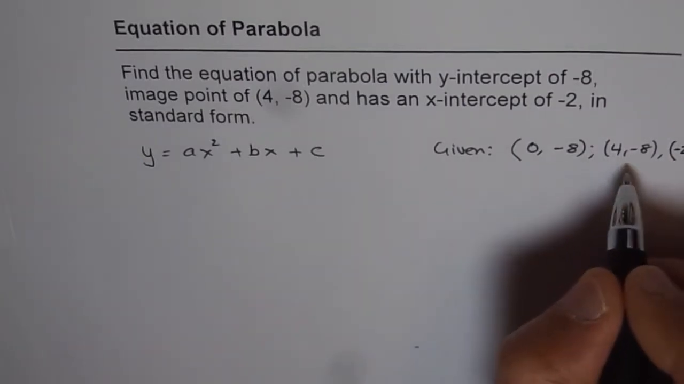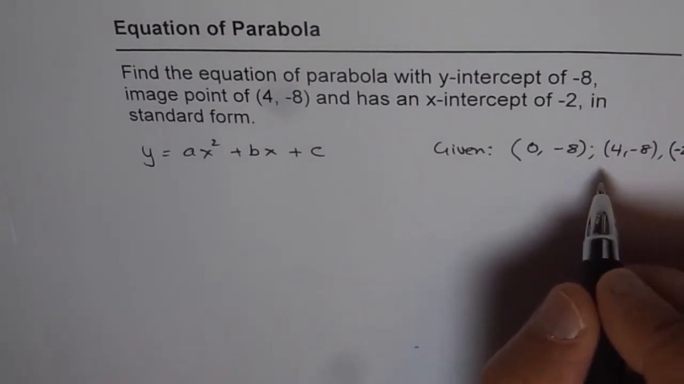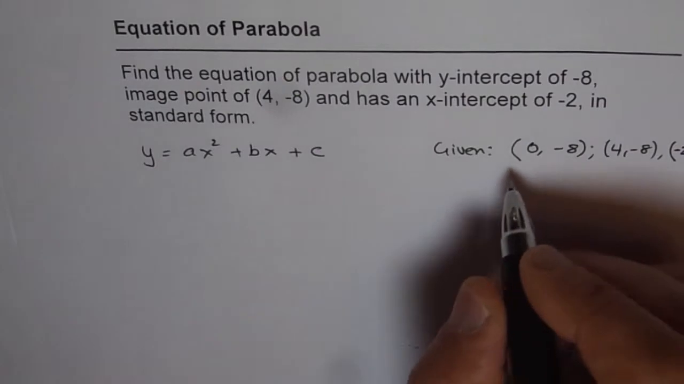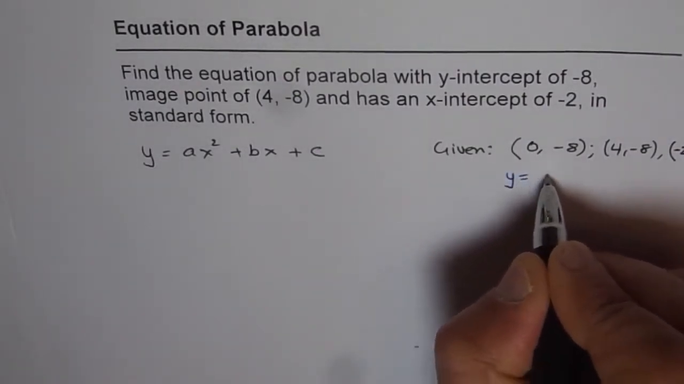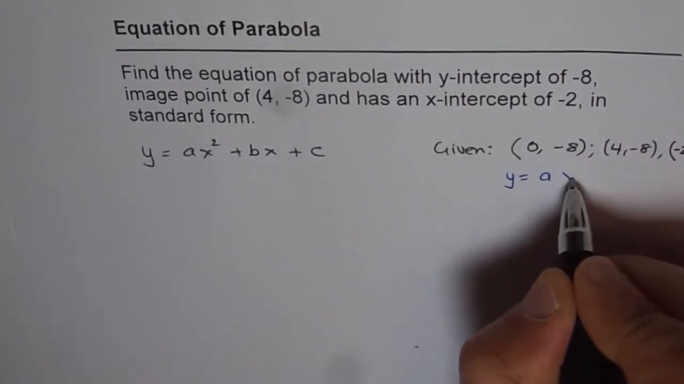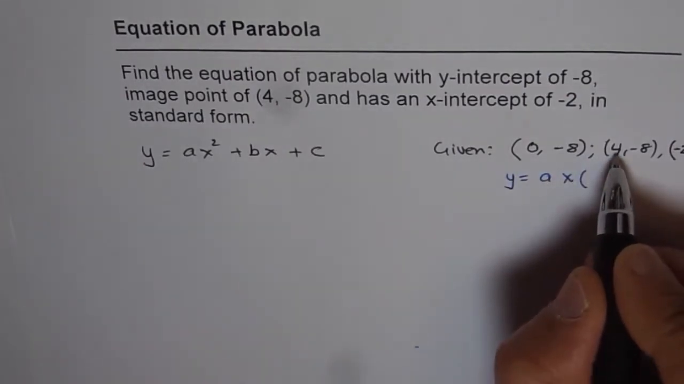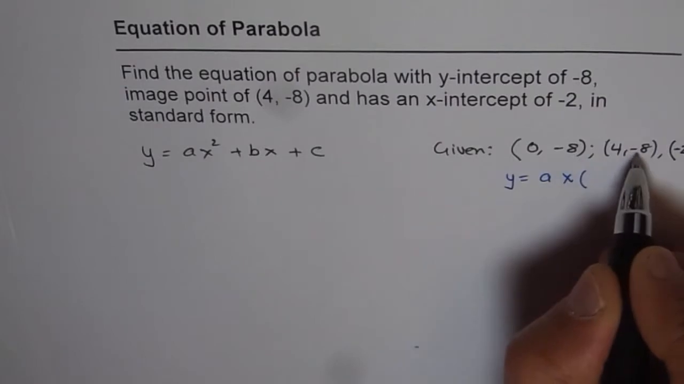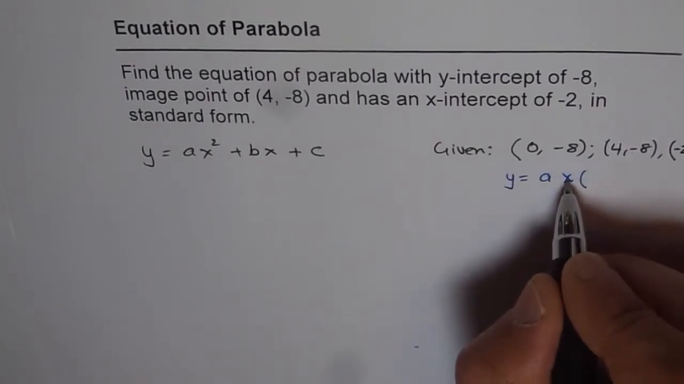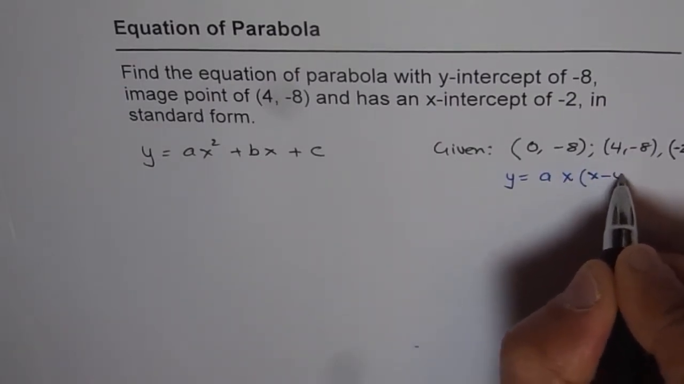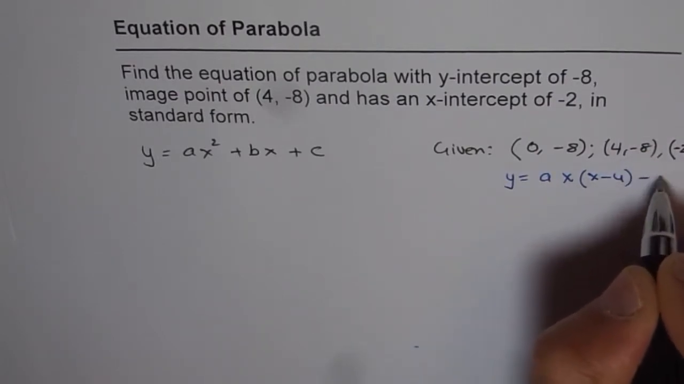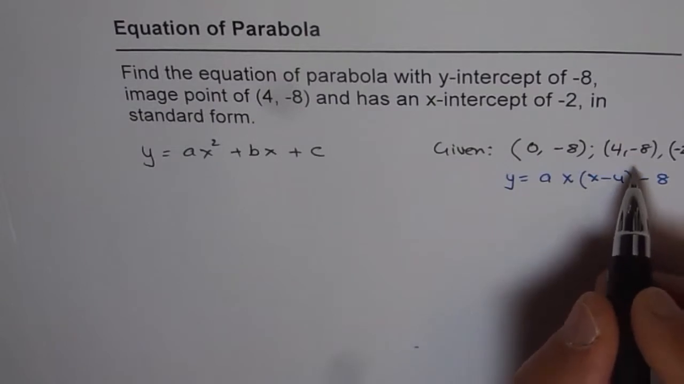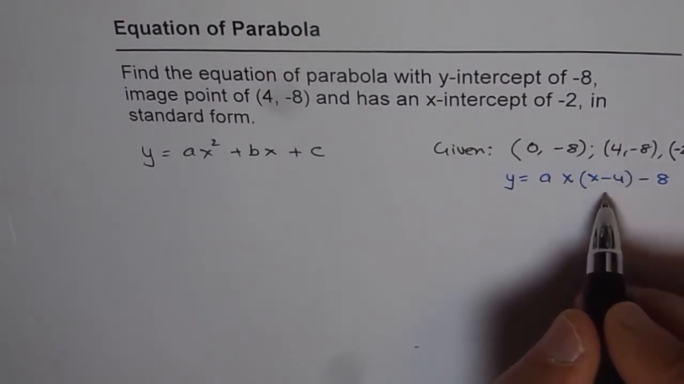Now when the image point is given to us, then partial factoring is a good way to start, right? So we could start with the equation y equals a times x times (x minus 4). The image point is for 0 and 4, the value is -8. That is what it is trying to say. So for 0 and 4, we get the same value, which is -8. So this is a partial factored form which could be utilized, and we can find the equation straight from here.